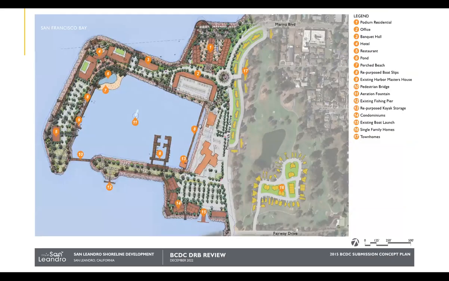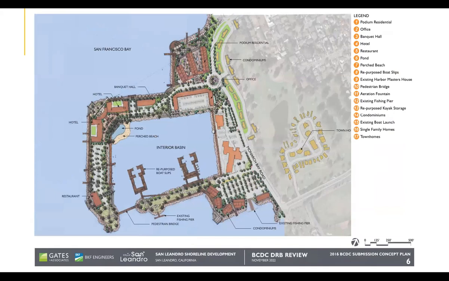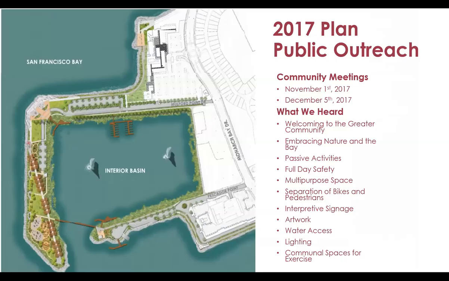So as you know, back in 2015, this was the plan that first came before you. And then there was this plan that came a year later, not much different. We took into consideration the board's comments about massing, about access, about sea level rise. We took it to heart and we worked with the developer to come up with a new plan that really opened up the entire area to the community. And that resulted in a 2017 plan that looks like this.